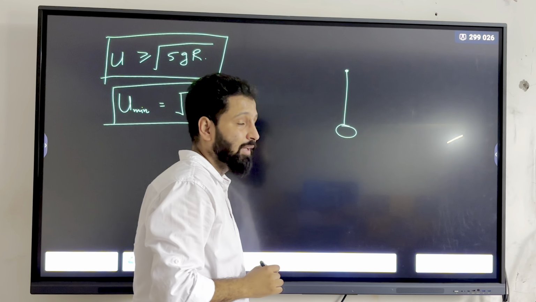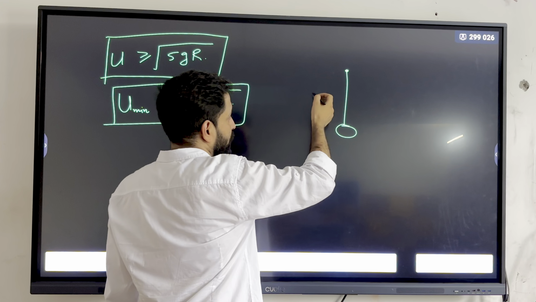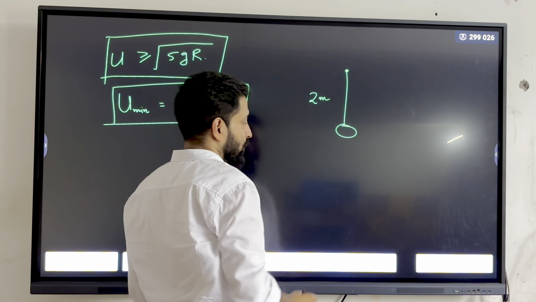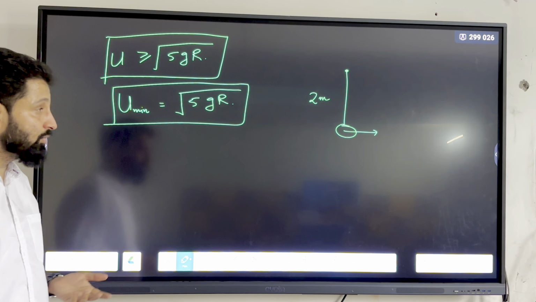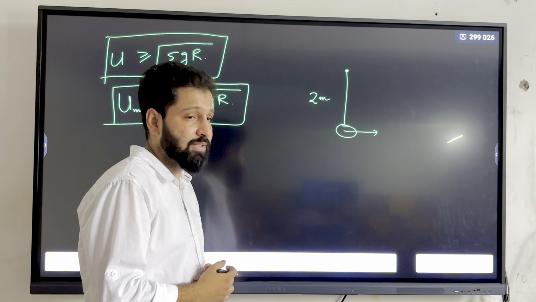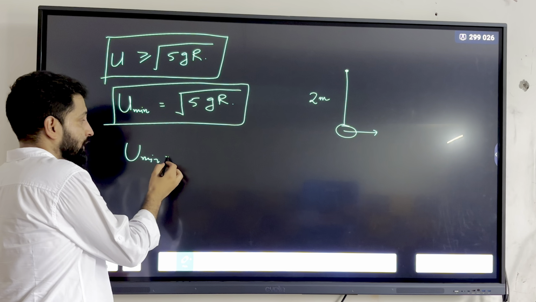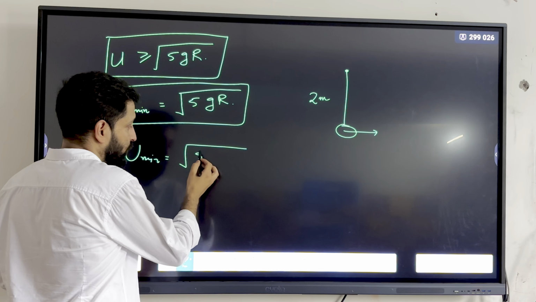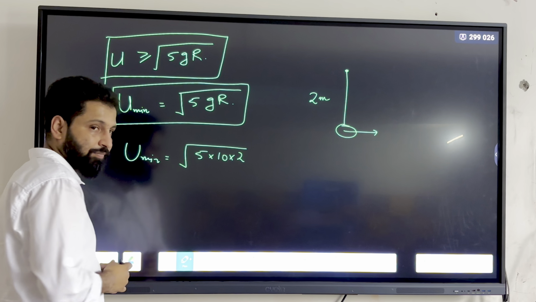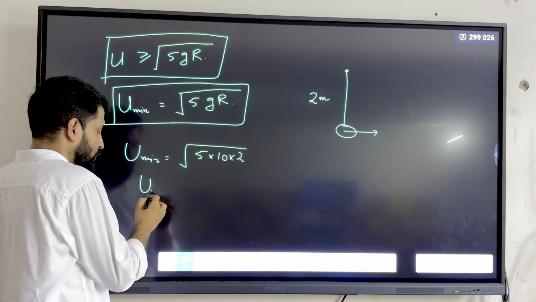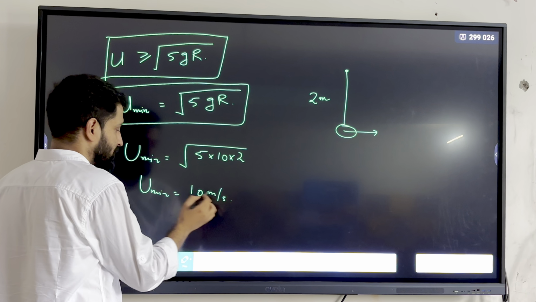If I tell you that the radius, or the length of the string, is for example 2 meters, what is the minimum velocity required such that it will complete its vertical circle? So u minimum will be equal to under root 5 g r. Let's take g as 10, so under root 5 into 10 into 2, and u minimum will be 10 meters per second.